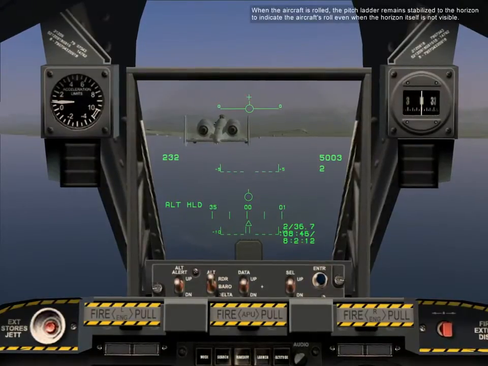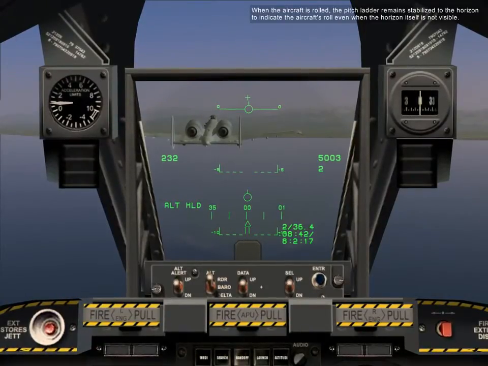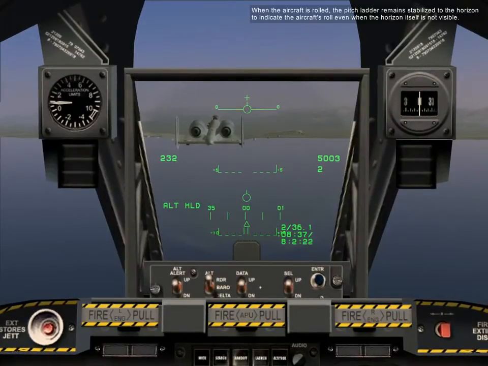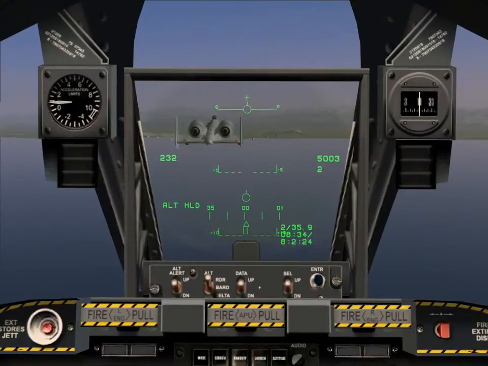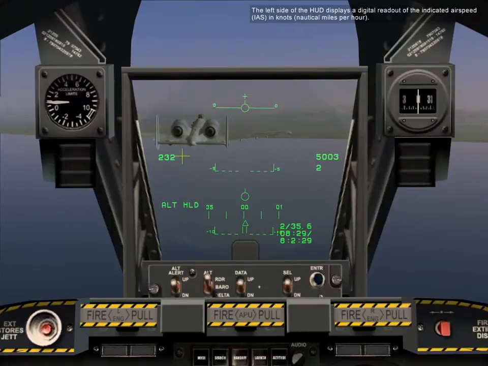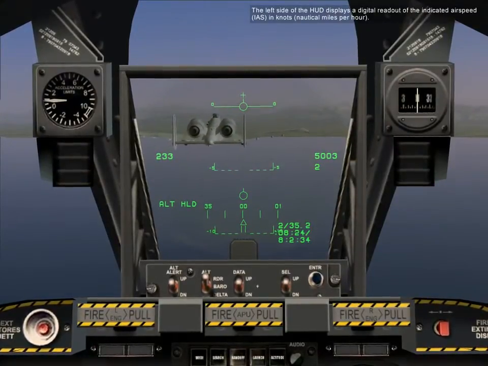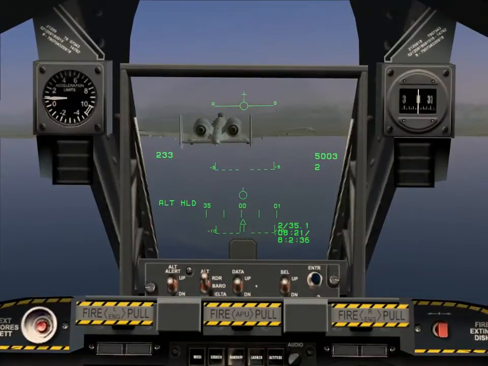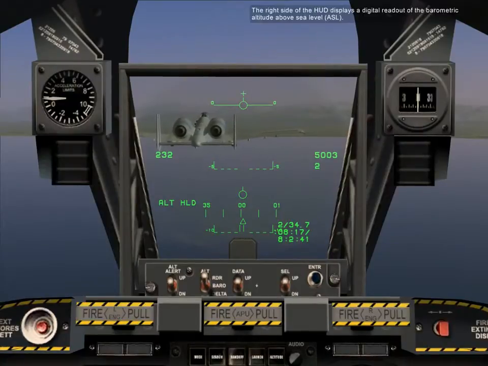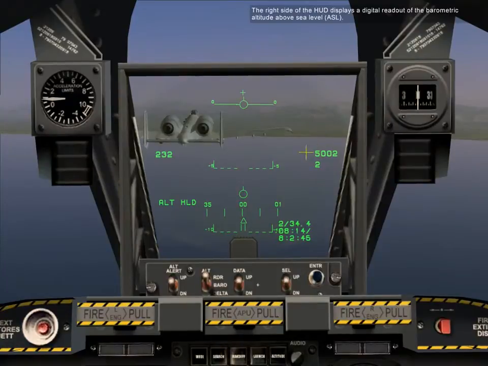When the aircraft is rolled, the pitch ladder remains stabilized on the horizon to indicate the aircraft's roll, even when the horizon itself is not visible. The left side of the HUD displays a digital readout of the indicated airspeed in knots. The right side of the HUD displays a digital readout of the barometric altitude above sea level.